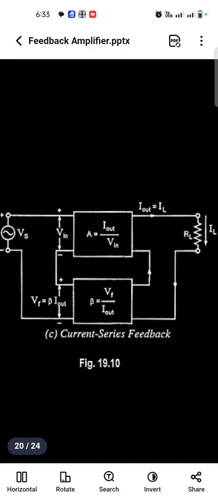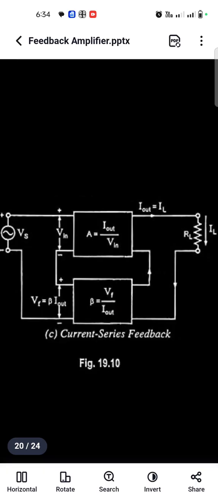Now see the feedback factor network. We know beta is the feedback factor. So what is the output of the feedback factor? Vf, because the input is voltage, no? So Vf. What is the output taken from the amplifier? Current. So here the feedback input is current, the feedback output is voltage. This is also a ratio of output by input. The output is Vf and the input is Iout. So this is the current series feedback amplifier with transconductance amplifier.